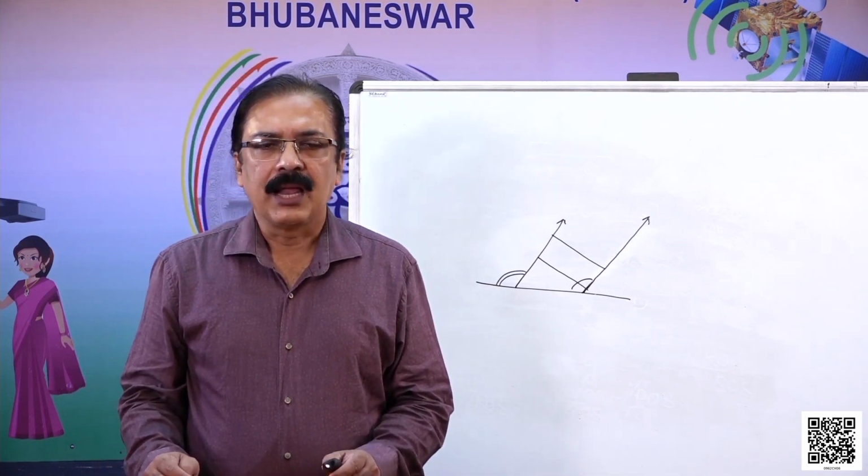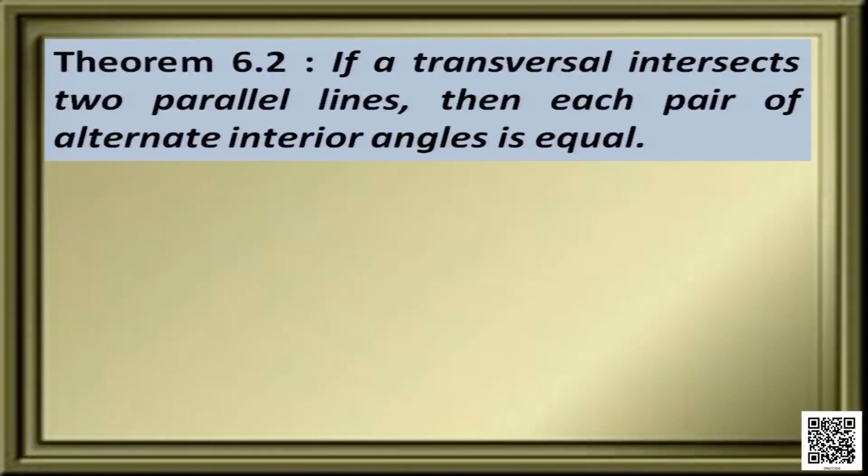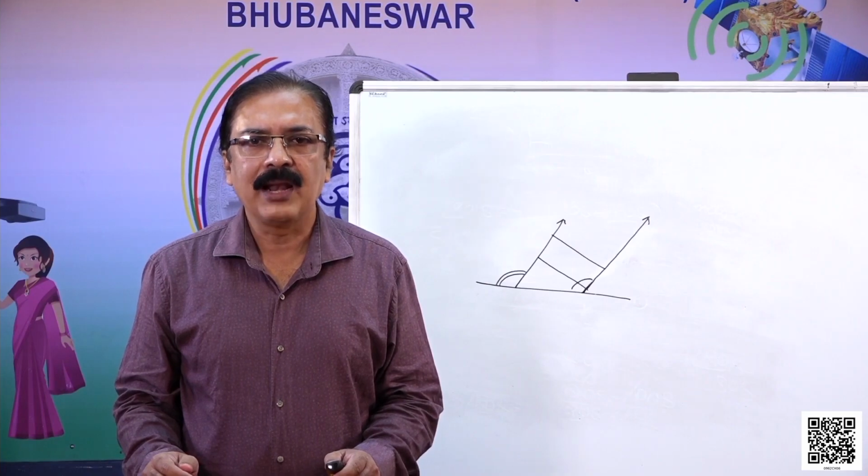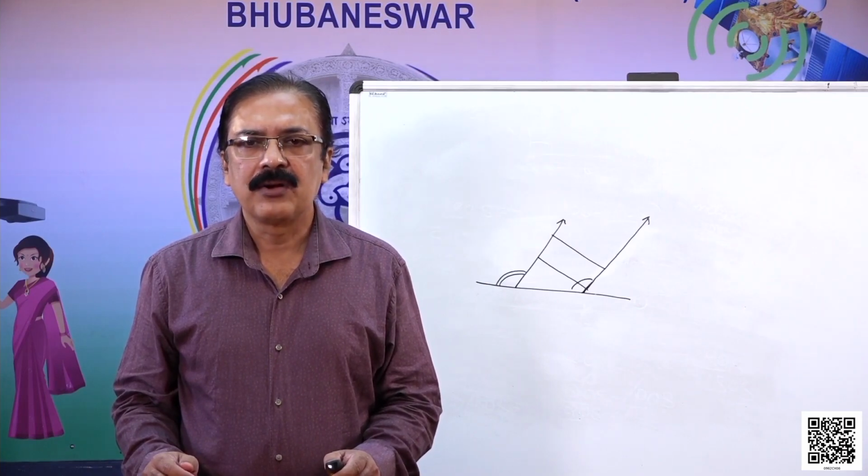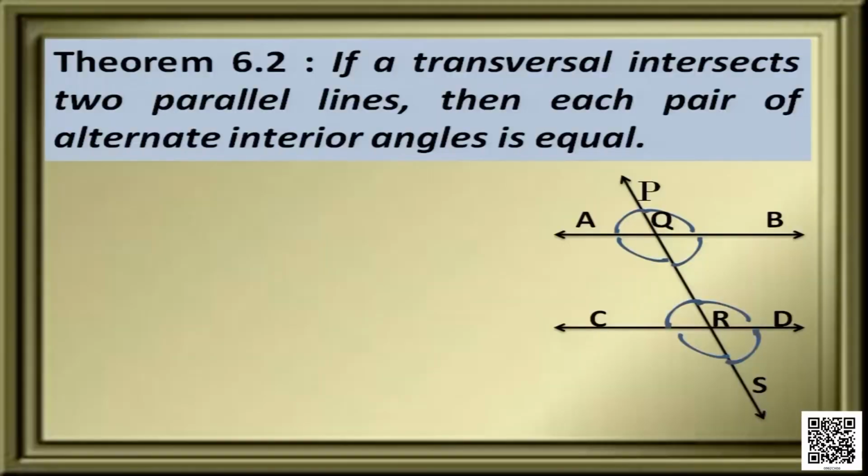If a transversal intersects two parallel lines, then each pair of alternate interior angles is equal. In this case, what do we have to draw? As it is given, a transversal is there and two parallel lines are there. So we will draw a figure like this. AB and CD are two parallel lines and PS is the transversal.